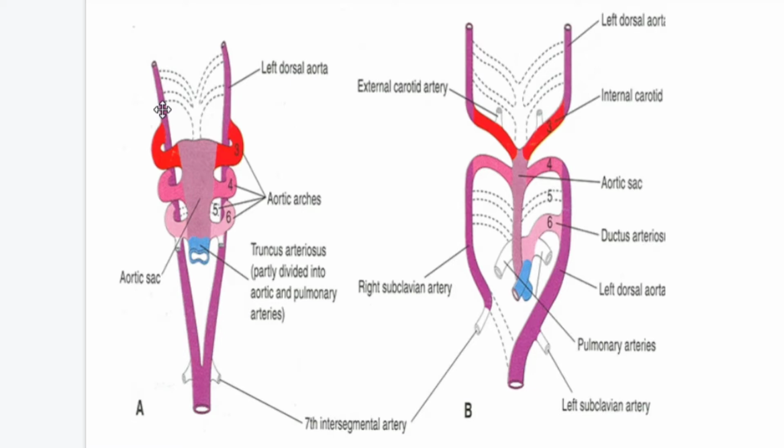This is a figure showing the two dorsal aortae running on either side of the heart, and there's the aortic sac, and we can see the various aortic arches coming out. The first and second do degenerate, but the remnants remain in the form of the maxillary artery for the first one and the stapedial artery for the second one.